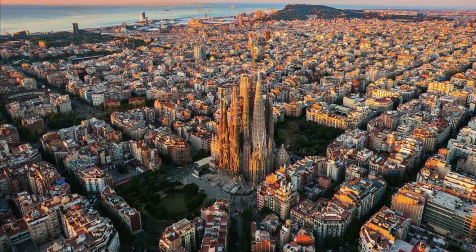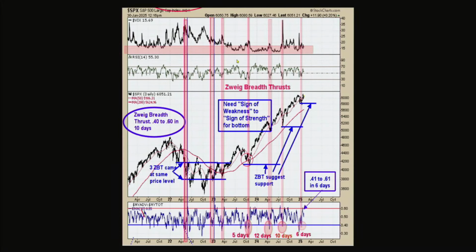Tim, before we went to the break, we were looking at chart 2 with the Zweig breadth thrust indicator. Right. So we have two advanced-decline, volume-type indicators that are giving bullish signs intermediate term.